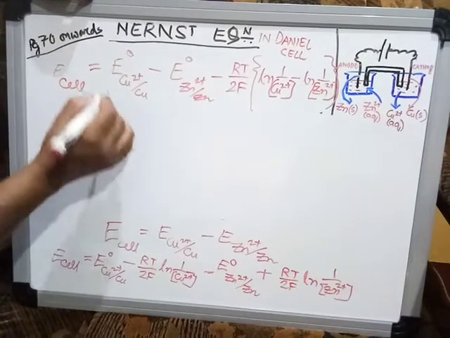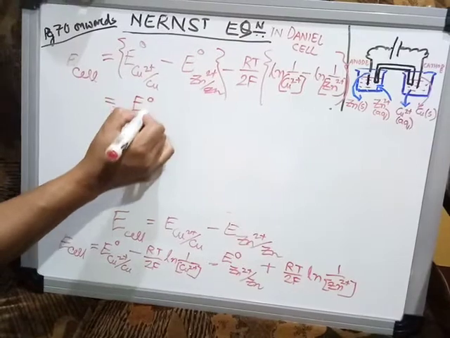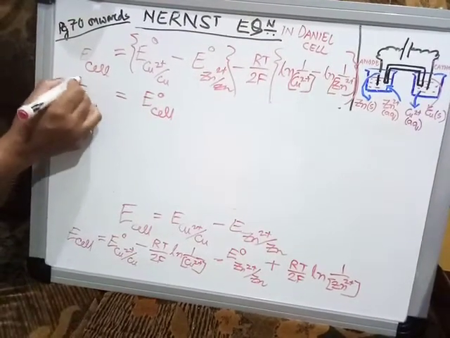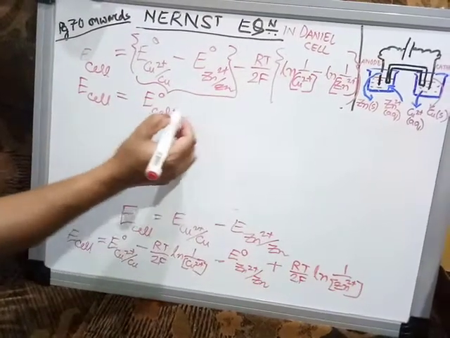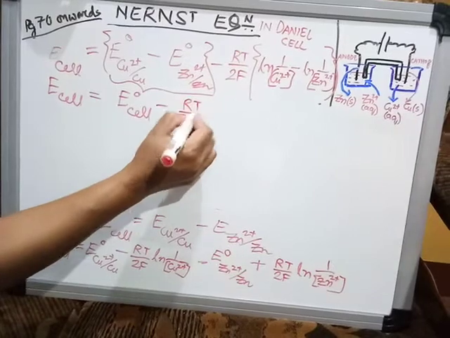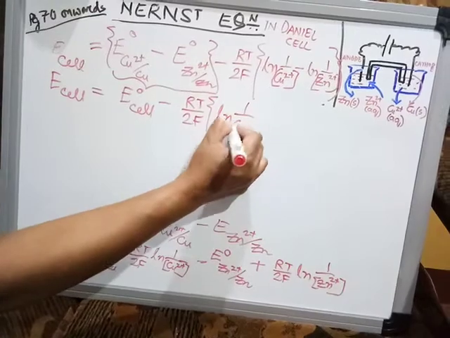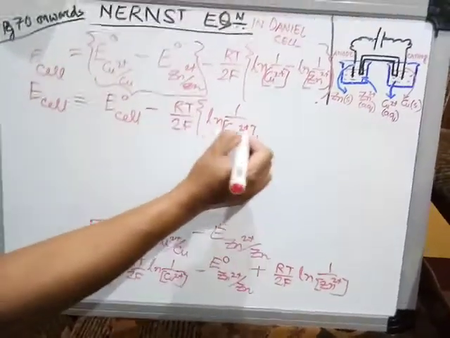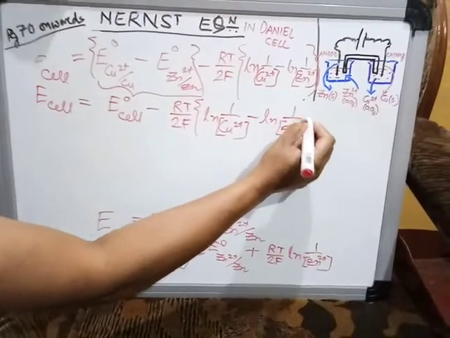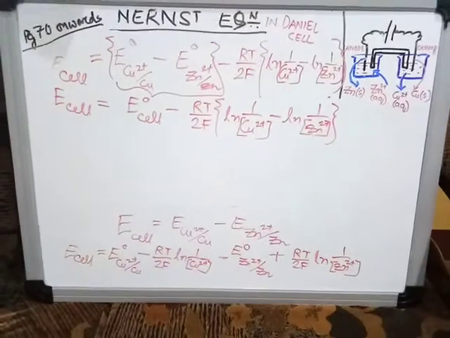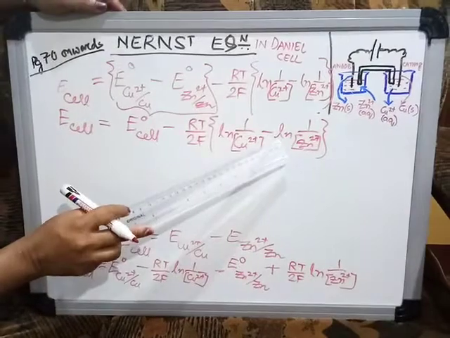Then this entire thing from here till here can be written as E0 cell. So E cell is equal to E0 cell minus RT by 2F, and what was there? ln 1 by Cu2+ minus ln 1 by Zn2+. So this is how it looks like now.